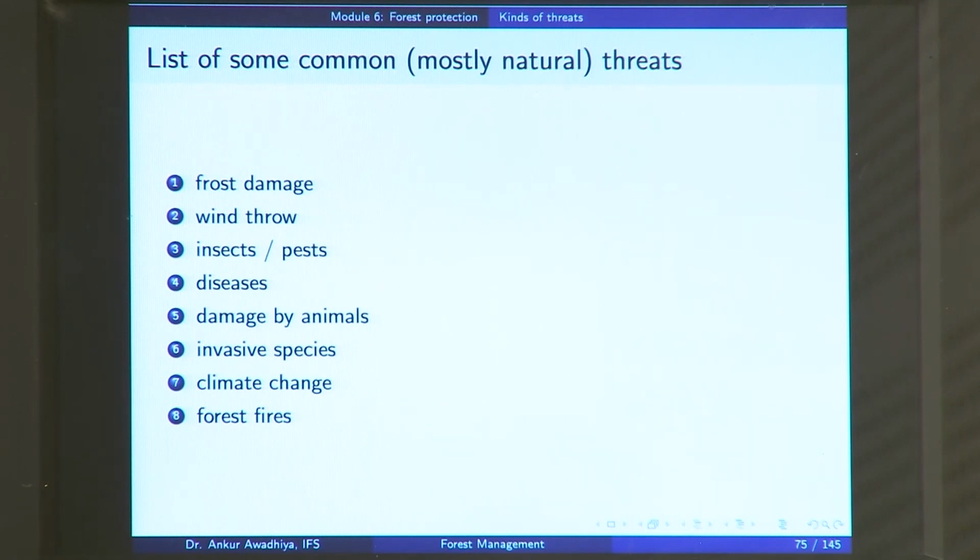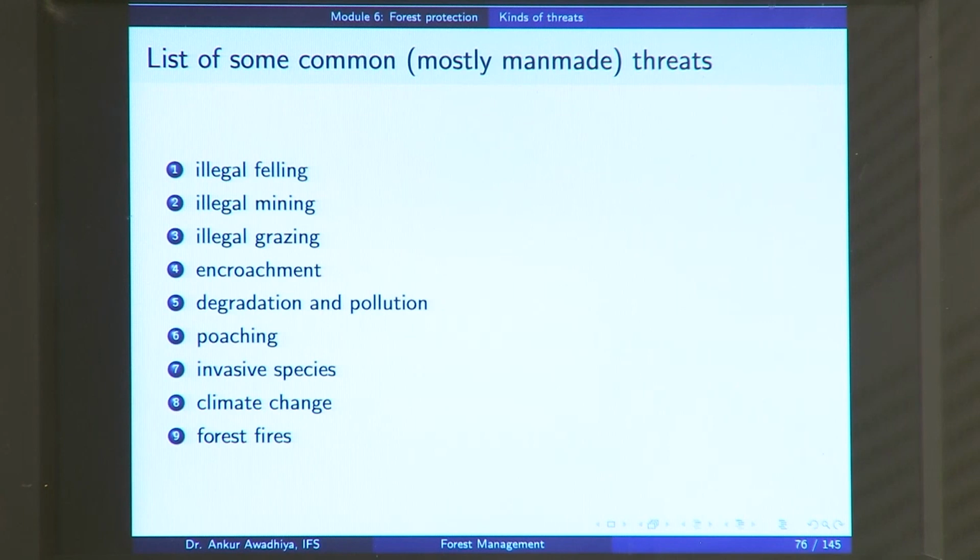Then we have the threat of forest fires, especially in areas that are having volcanoes or that are having dry bamboo twigs that are rubbing against each other and so on. So, you can have these natural sources of threats that the forests are facing, but to a large extent these days the threats that the forests face are coming from human beings.